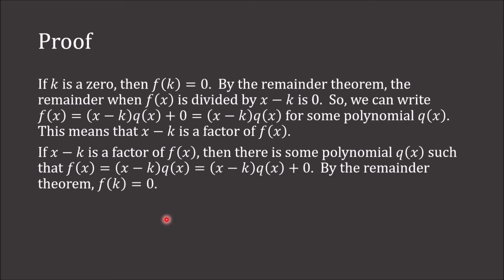However, if x minus k is a factor of f of x, then there is some polynomial q of x such that f of x is x minus k times q of x. But if we add 0 to it, it doesn't change anything. So we have x minus k times q of x plus 0. So by the remainder theorem, f of k is 0. So this proves the factor theorem.